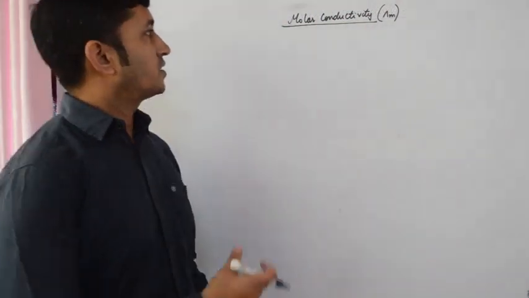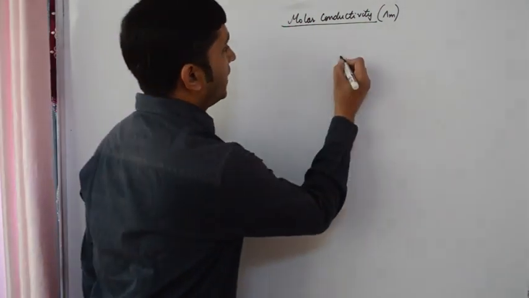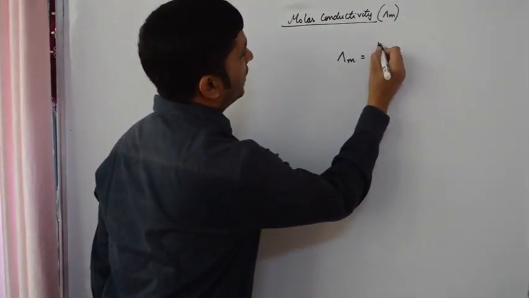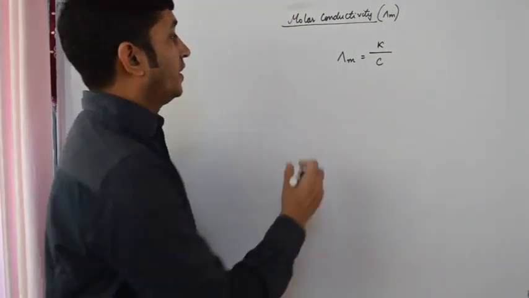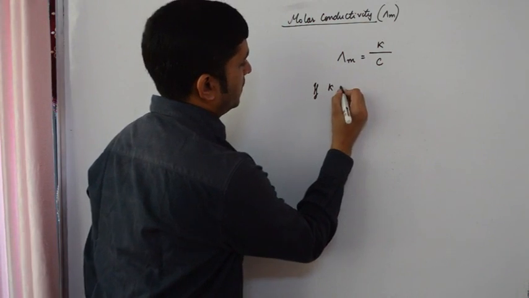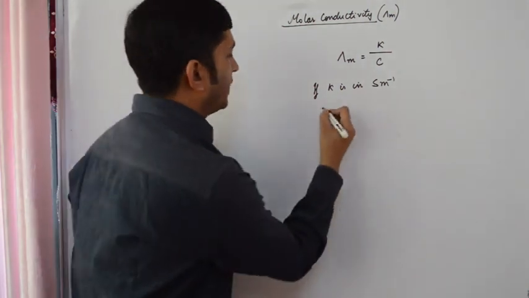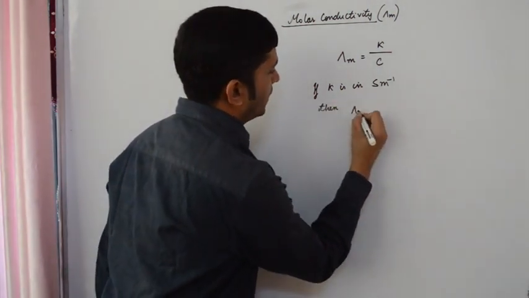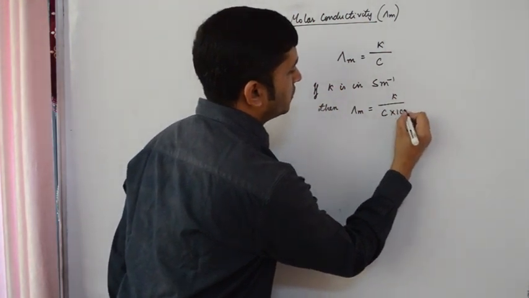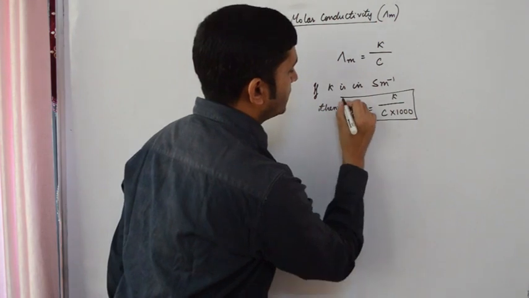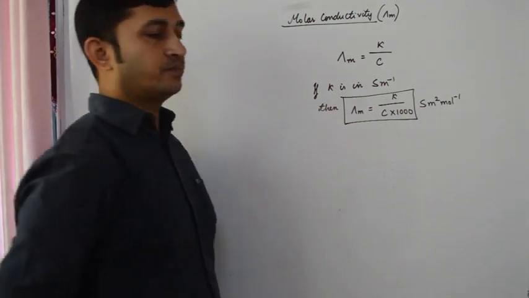Now let us discuss the molar conductivity of any solution. Molar conductivity of any solution is equal to the ratio of its conductivity and the molarity. If conductivity is in Siemens per meter unit, then we can calculate molar conductivity as kappa upon C into 1000, and its unit will be Siemens meter square per mole.